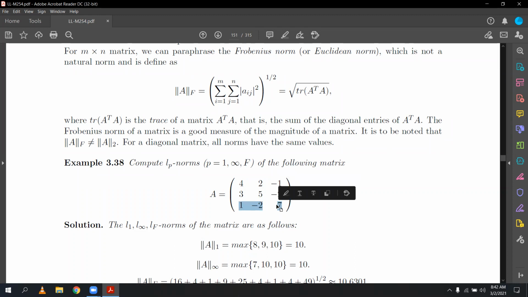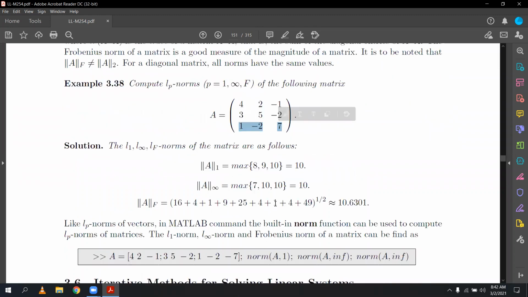So what is the L infinity norm of the matrix? The L infinity norm of the matrix is the maximum row sum. And the two rows have the same value, so no problem. This is called the L infinity norm of a matrix that we need here.